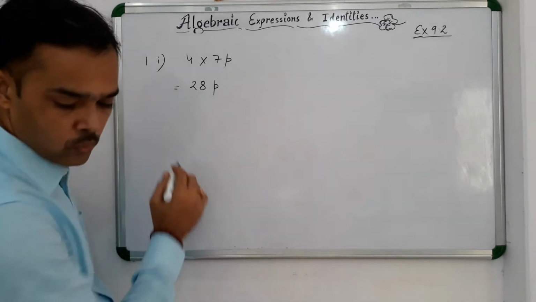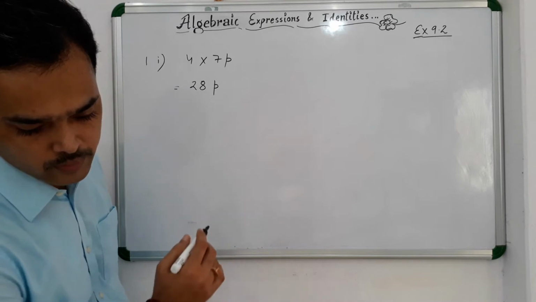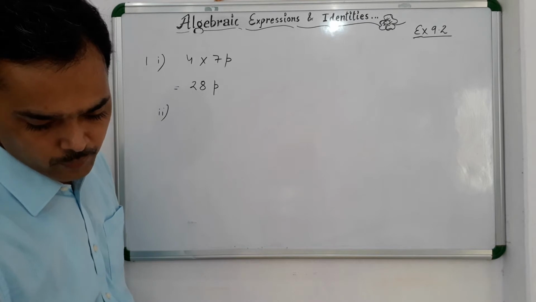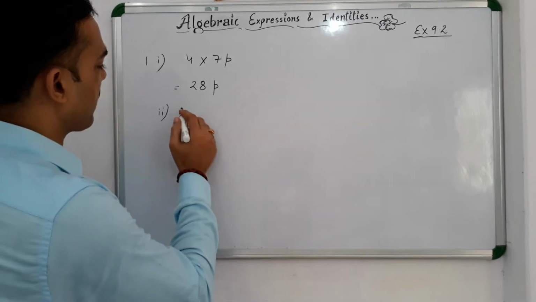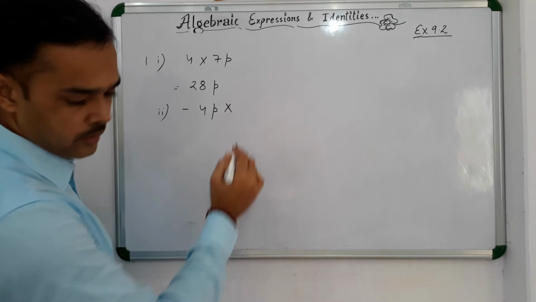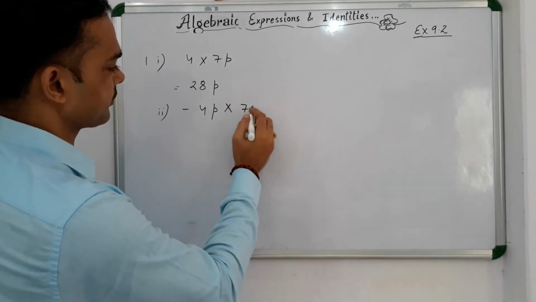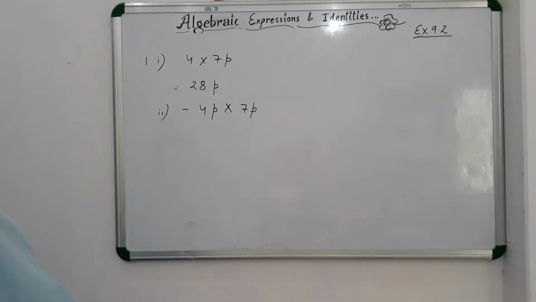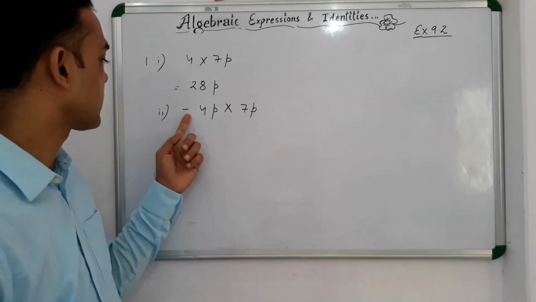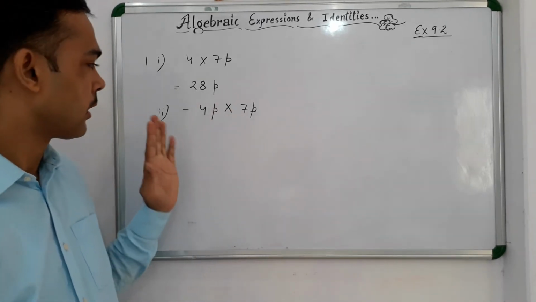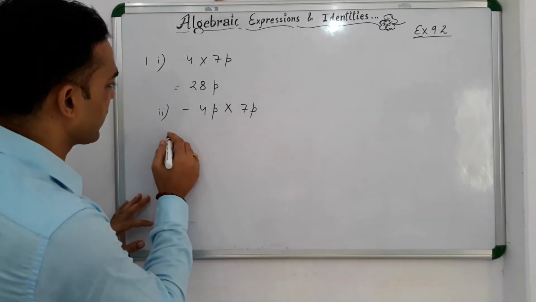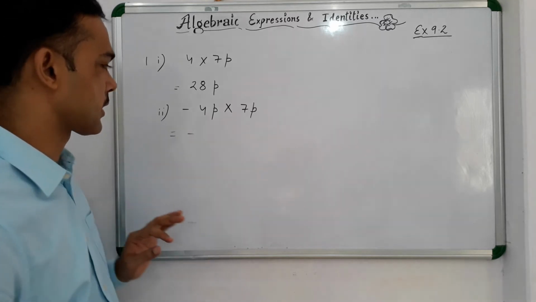Then if we move on to the second part, then in second part the monomials are minus 4p and the other one is 7p. So as I said, first what you have to do is multiply sign by sign. So here you are observing that this one is negative, this one is positive. Two different signs, whenever they are multiplied, they are always negative. That is why when you multiply this, the result is negative.